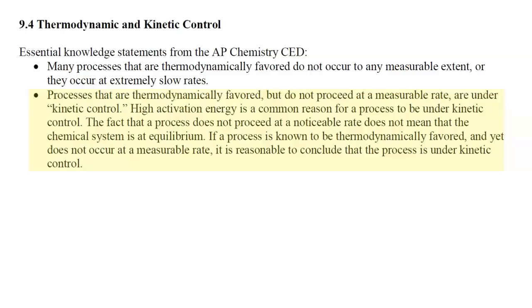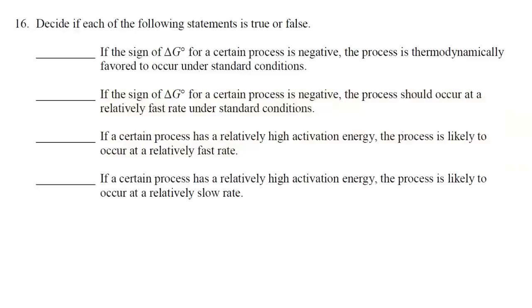So based on these two essential knowledge statements, let's take a look at question 16. We have 4 statements. Decide if each of the following statements is true or false. The first one says, if the sign of delta G for a certain process is negative, the process is thermodynamically favored to occur under standard conditions. Yes, that is true. The next one says, if the sign of delta G for a certain process is negative, the process should occur at a relatively fast rate under standard conditions.